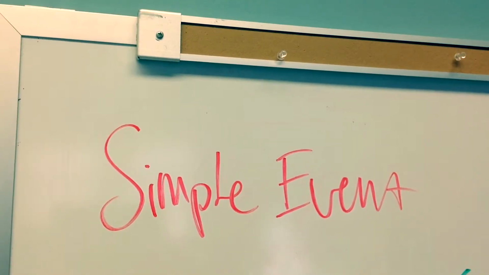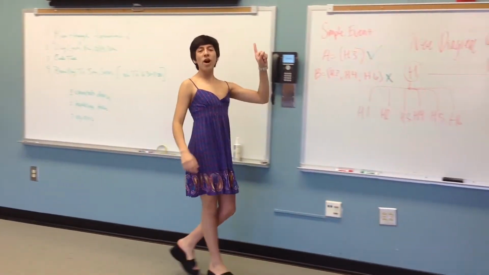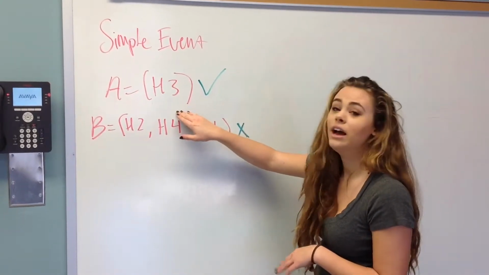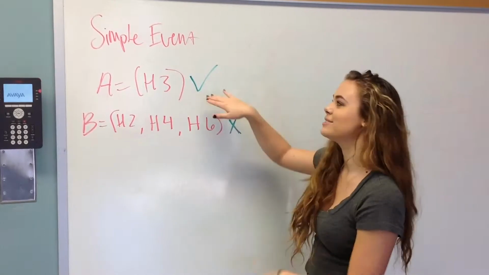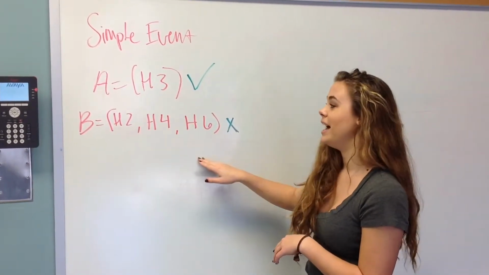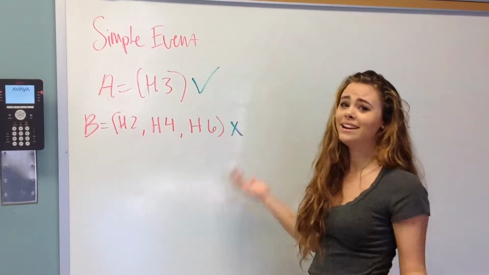Another definition is simple event. A simple event is an event that consists of one possible outcome. The event flipping a heads and then rolling a 3 only has one possible outcome, making it a simple event, as represented here. However, the event flipping a head and then rolling an even number has 3 possible outcomes, making it not a simple event.